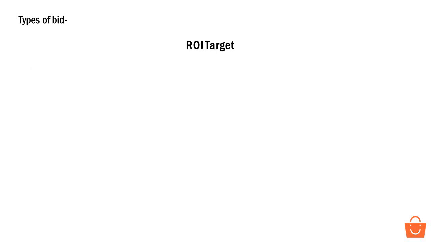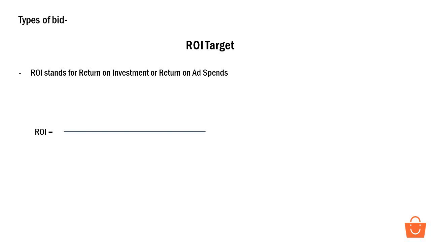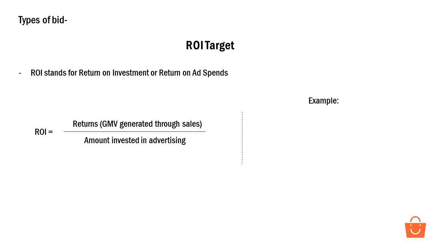Second is ROI target. ROI stands for Return on Investment or Return on Ad Spends. It is simply the returns that you get through sales, that is GMV in rupees, by investing in Paytm PLAs. For example, if you invest 100 rupees in PLA and are expecting a GMV, gross merchandise value, of rupees 500, then your ROI would be 500 by 100 is equal to 5x, that is 5 times.